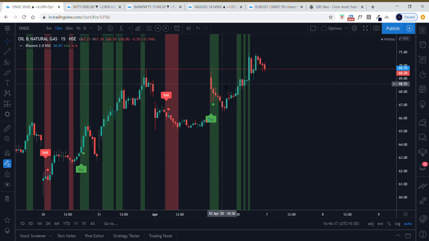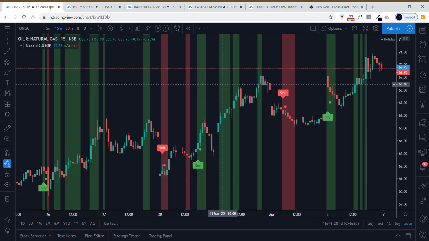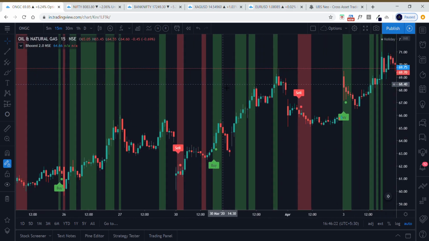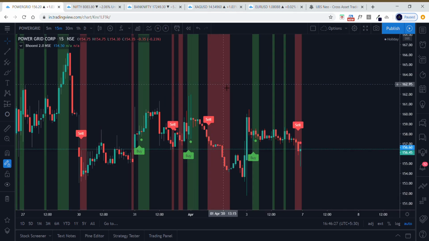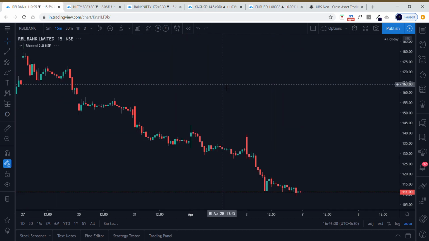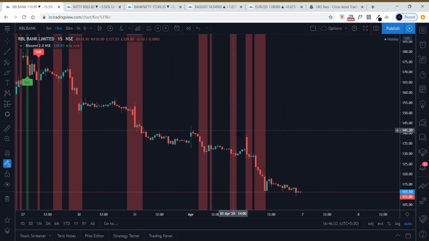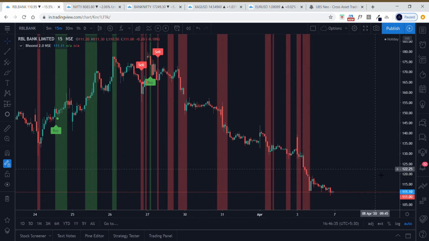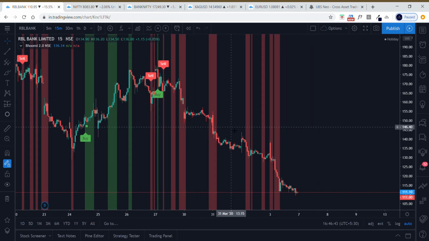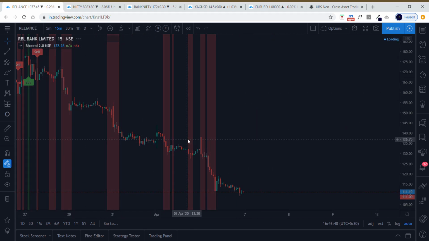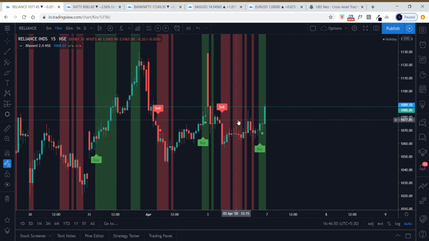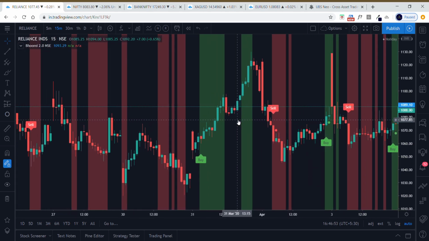ONGC is another beautiful stock to trade intraday, because the movements are really good, and especially now it's extremely volatile because of many reasons which are happening. And Power Grid is a beauty again. RBL Bank is a beauty again, and RBL has generated a sell here, and after that it never generated a sell. It means the market is extremely on the downside. You can actually see 85 or 75 on this bank, because this is what this indicator is telling me. Reliance is another beauty. Bhoomi 2.0 works wonderfully on this stock.